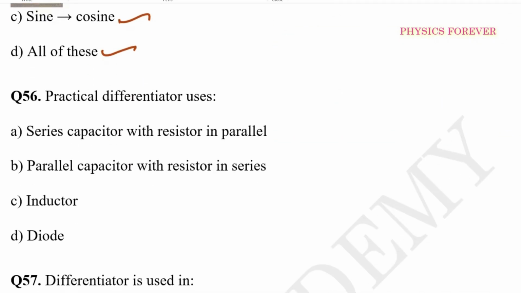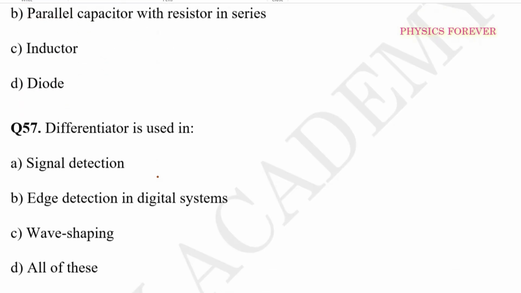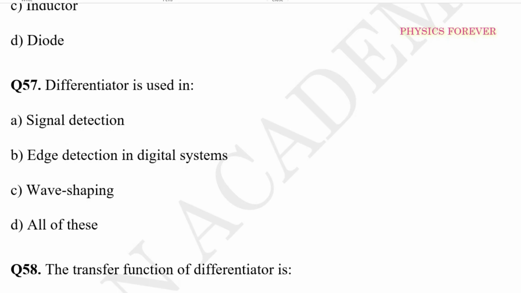A practical differentiator uses a series capacitor with a resistor in parallel, which improves stability. So option A is correct. A differentiator is used in signal reduction, right? All of those are correct for the differentiator.